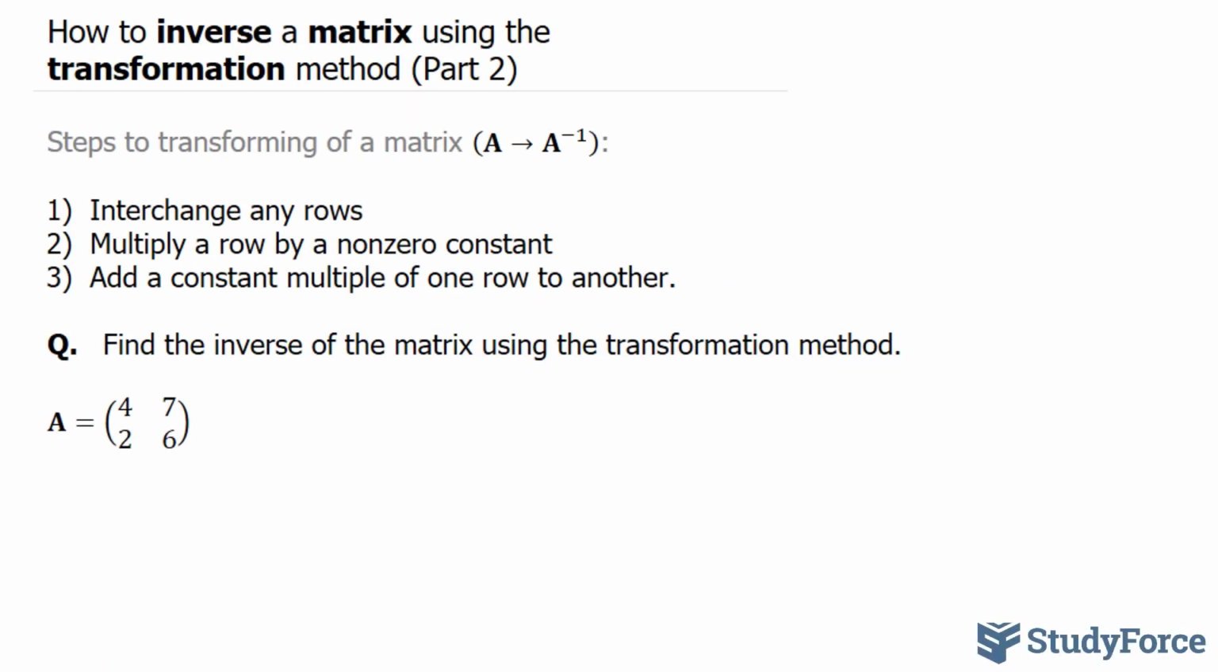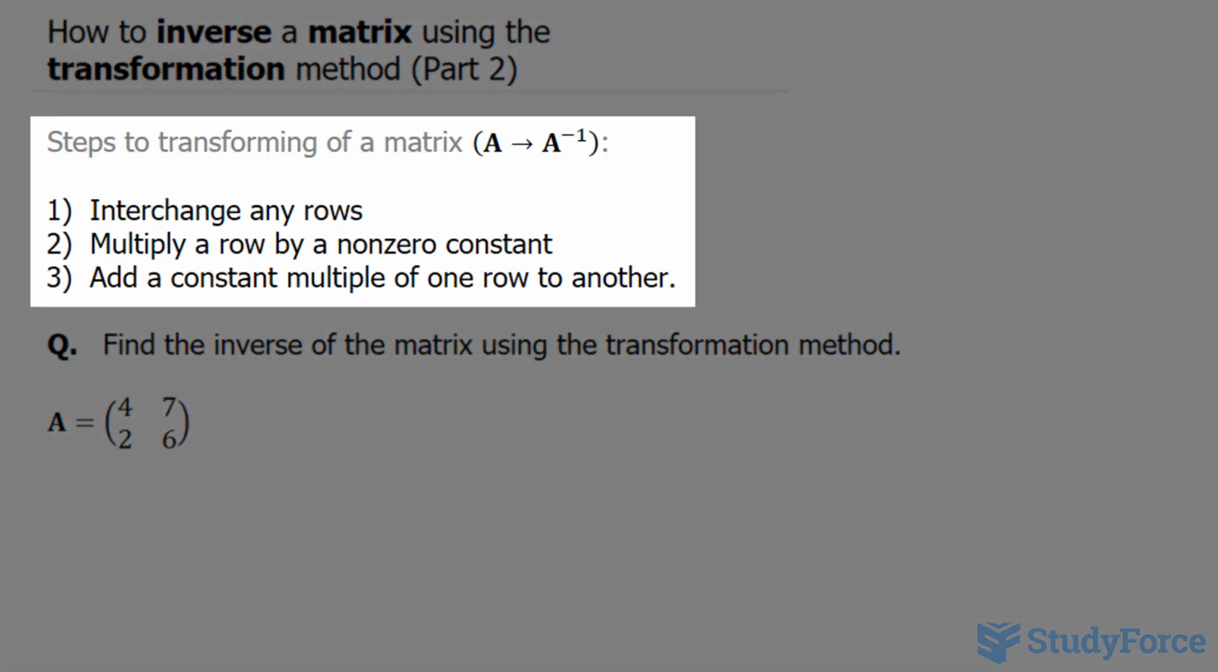In this video, I'll show you how to inverse a matrix using the transformation method. This is part 2. If you've already watched part 1, this example is slightly more complicated and the rules to doing this have not changed. You can interchange any rows, multiply a row by a non-zero, add a constant multiple of one row to another.